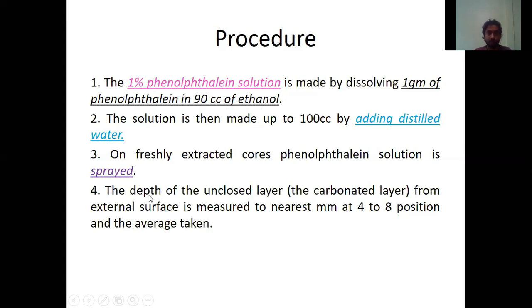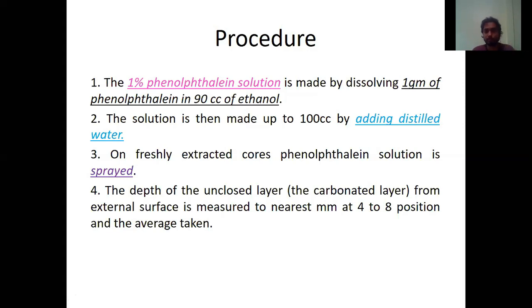After that, the depth of the uncolored layer, the carbonated layer from the external surface, is measured to the nearest millimeter at 4 to 8 positions, and the average is taken. Then we check the measurement of how much depth the carbon has penetrated. Now, all of this procedure, we are not able to understand what this procedure is all about.